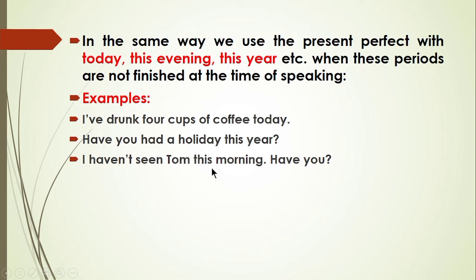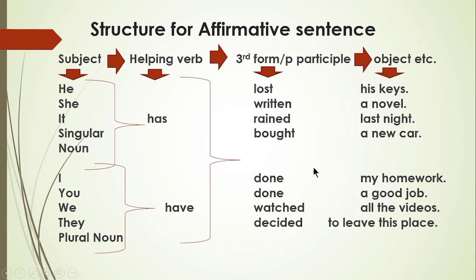I haven't seen Tom this morning. So this morning is in progress. Now the structure for affirmative sentences: we have 2 helping verbs here, has and have. If the subject is he, she, it or a singular noun, we use has.